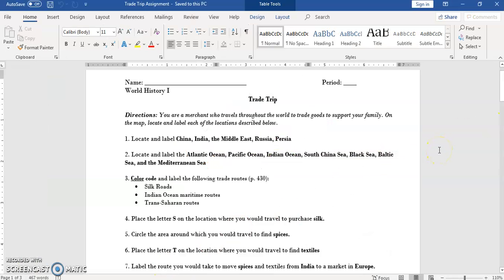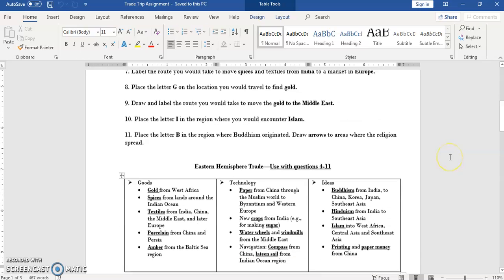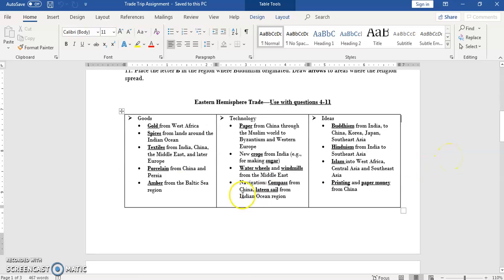After you have that labeled on your map, it asks you in 4 through 11 to place the letter S where you would find silk, circle the area where you would travel to find spices, place the letter T on the location where you would travel to find textiles, label the route you would take to move spices and textiles from India to a market in Europe, place the letter G on the location where you would travel to find gold, draw and label the route you would take to move the gold to the Middle East, and place the letter I in the region where you would encounter Islam, and place the letter B in the region where Buddhism originated. Draw arrows to show where the religion spread. You can find all of that at the bottom of the first page.